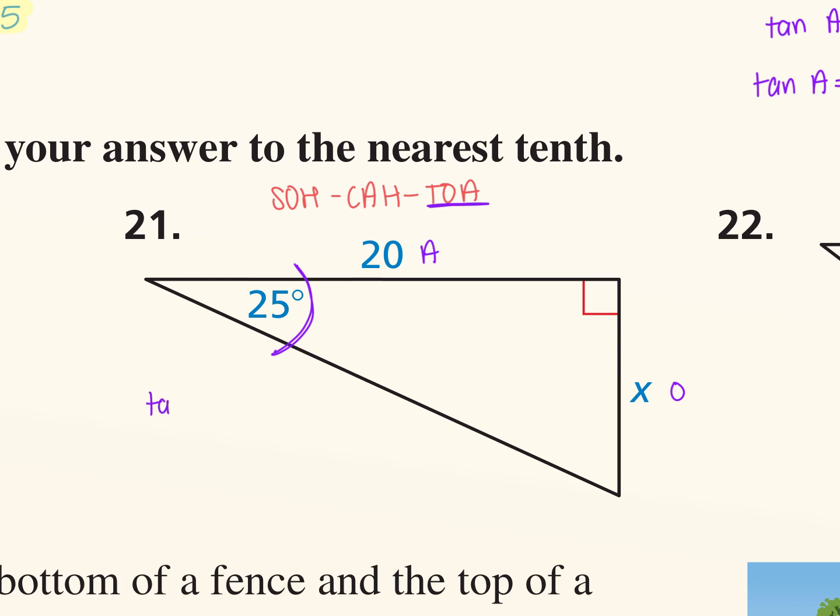So I'm going to have tan 25 equals x over 20. Solving for x, I'm going to go ahead and multiply both sides by 20. Plugging that into my calculator, I'm going to have 20 tan 25 equals x. If you plugged it in correctly, your x equals, rounding to the nearest tenth, 9.3 is my answer.